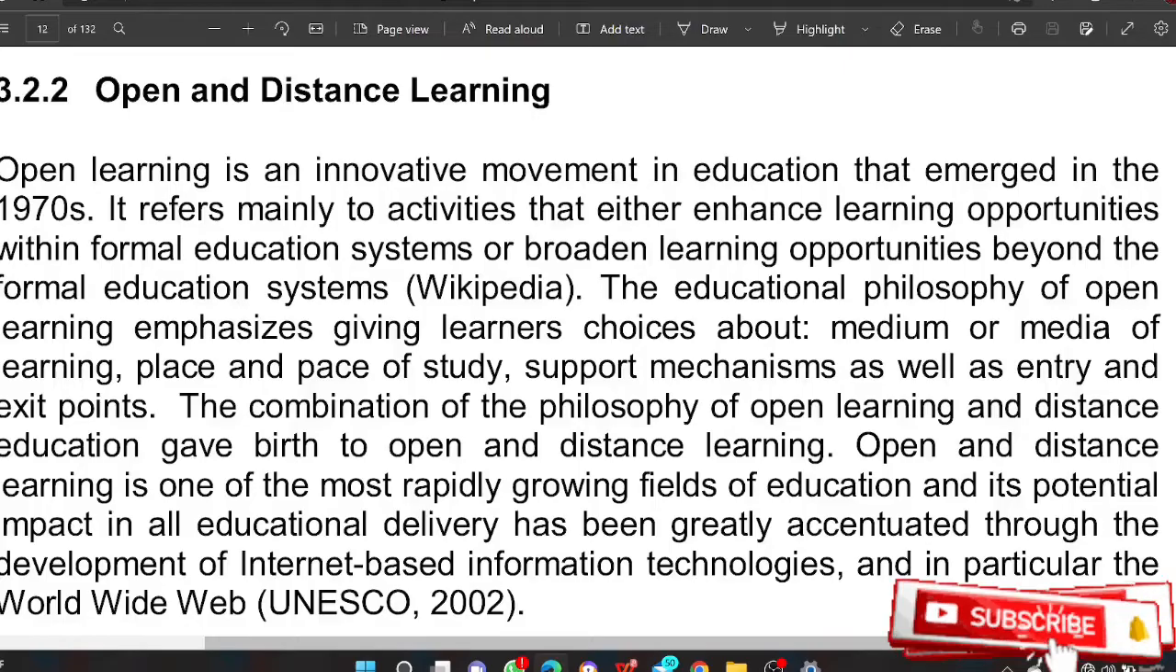The combination of the philosophy of open learning and distant education dates back to open and distant learning. Open and distant learning is one of the most rapidly growing fields of education, and its potential impact in all educational delivery has been greatly accentuated through the development of internet-based information technologies, and in particular the World Wide Web.